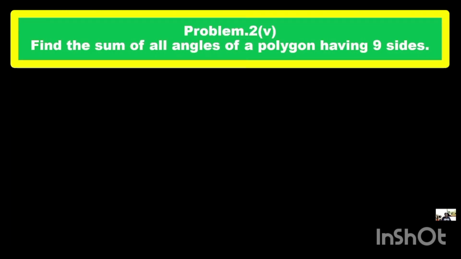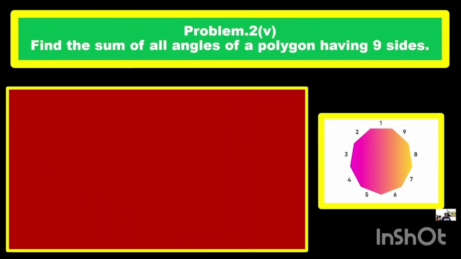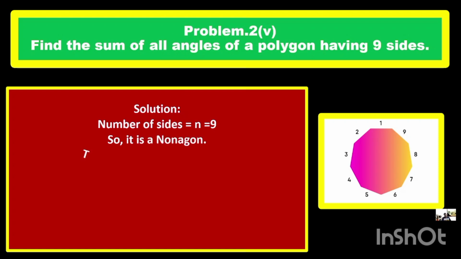Here is another problem for you, a similar kind of problem. Find the sum of all angles of a polygon having 9 sides. I hope you can do it. Let us see the diagram here. Number of sides n is equal to 9. So it is a nonagon.